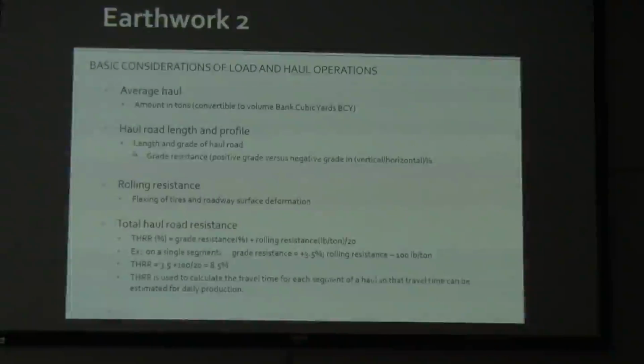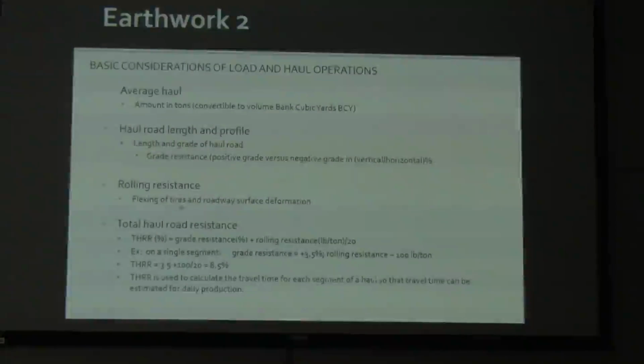Basic considerations of load and haul operations. The average haul amount in tons, convertible to volume, bank cubic yards. Haul road length and profile, the length and grade of the haul. Road grade resistance, positive grade versus negative grade, is the ratio of vertical to horizontal in percentage, rise over run, the distance in height over the horizontal distance.